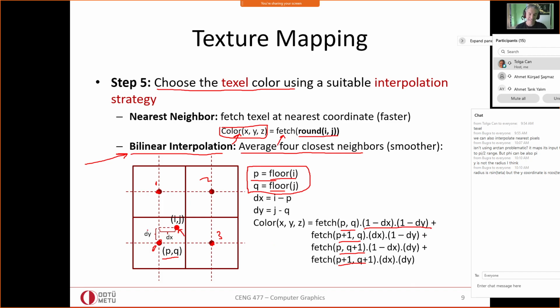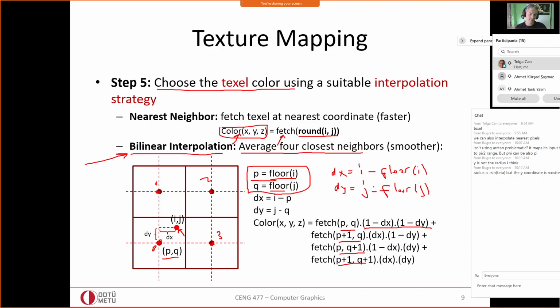Dx and dy are the distances. Dy is the vertical distance. Dx is the horizontal distance to this left and bottom pixel center from our point. So dx is actually just the difference. If you look at what dx is, it's i minus floor i. Dx is this, dy is j minus floor j.